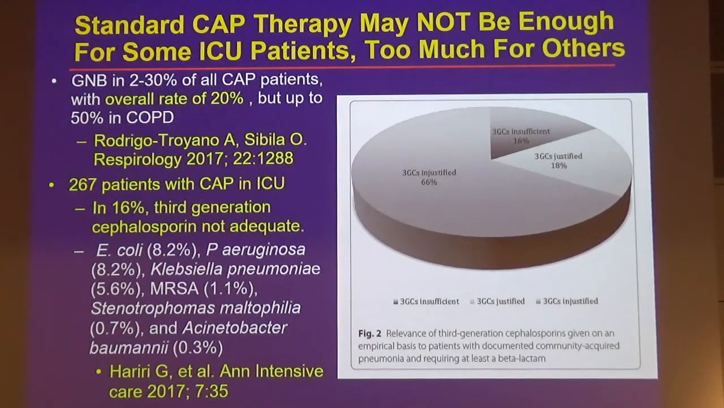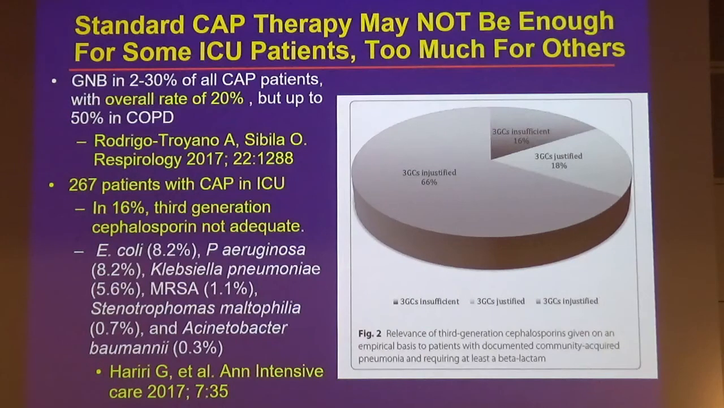The study that's shown here looked at about 250 patients with CAP in the ICU, and in only 16% was that third-generation cephalosporin not adequate. But on the other hand, if you look at whether it was overly broad, in general, they concluded that it was appropriate therapy 18% of the time. It was inappropriate therapy 16% of the time. But in all the other patients, using a third-generation cephalosporin was too broad.